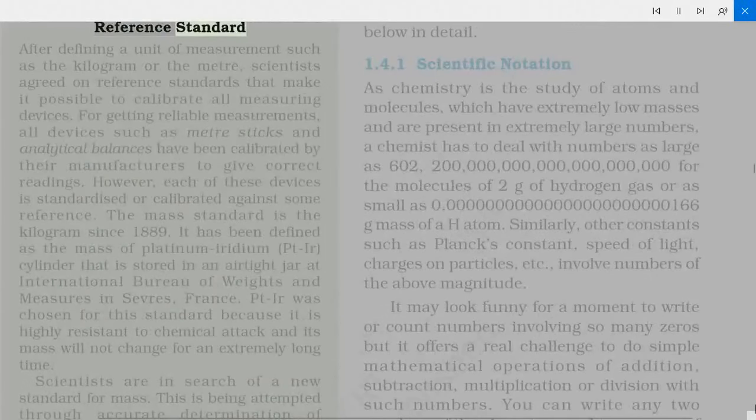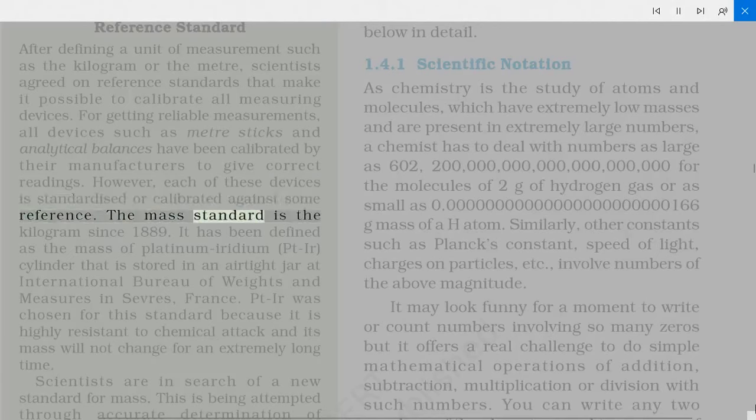Reference standard: after defining a unit of measurement such as the kilogram or the meter, scientists agreed on reference standards that make it possible to calibrate all measuring devices. For getting reliable measurements, all devices such as meter sticks and analytical balances have been calibrated by their manufacturers to give correct readings. However, each of these devices is standardized or calibrated against some reference.